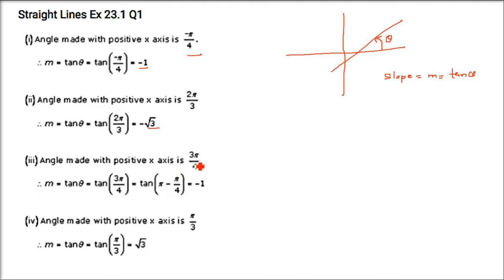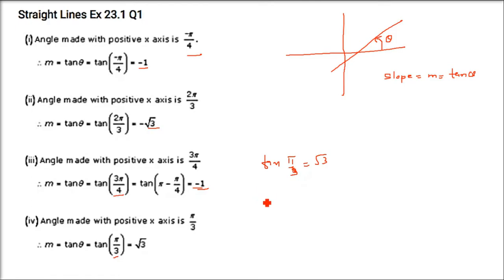Tan 3 pi by 4 means you can write it as tan of pi minus pi by 4. Tan of 180 minus theta is minus tan theta, so minus tan pi by 4. So you are going to get minus 1, since tan 45 degree is 1. You can always write 3 pi by 4 as pi minus pi by 4. Now the last one is 10 pi by 3, which is equal to root 3.